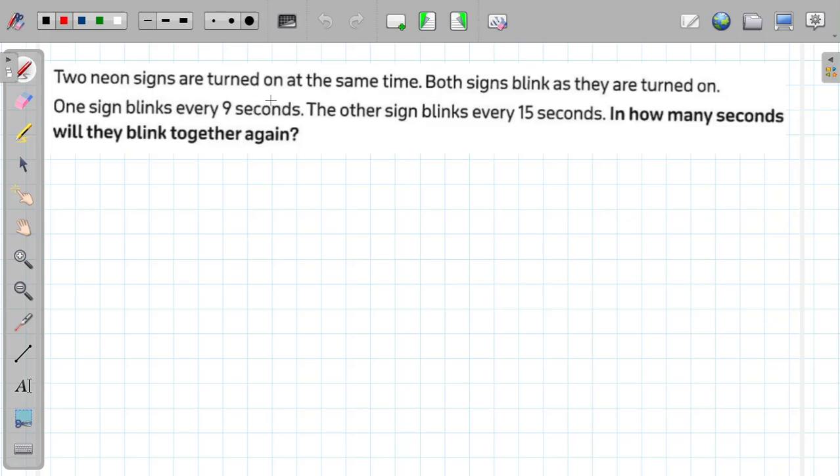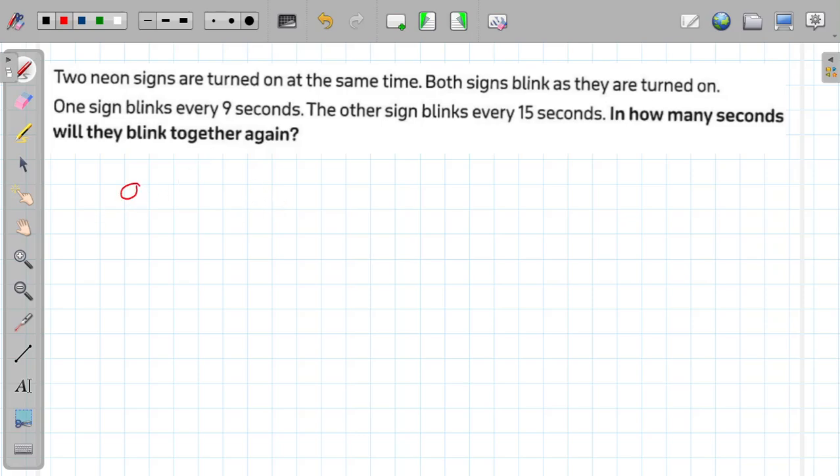Okay, read this again. You will find that we use repeating here. The first keywords that give me the information of repeating is every 9 seconds. So the first sign repeats after 9 seconds, or every 9 seconds. And the second one repeats after 15 seconds. So I have repeating here, so I want to find the least common multiple.